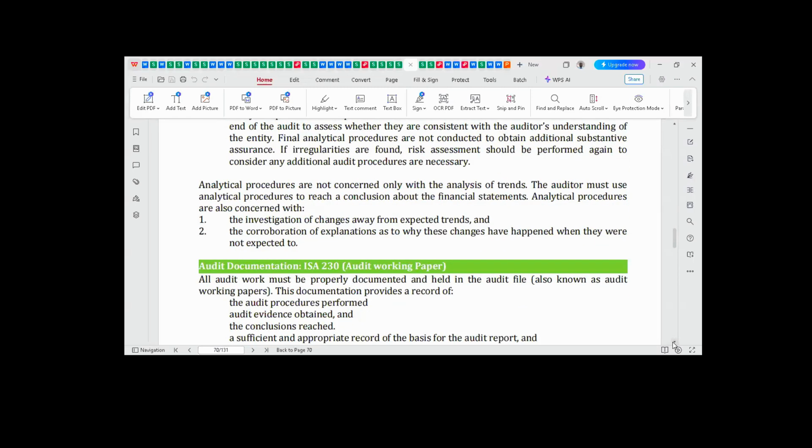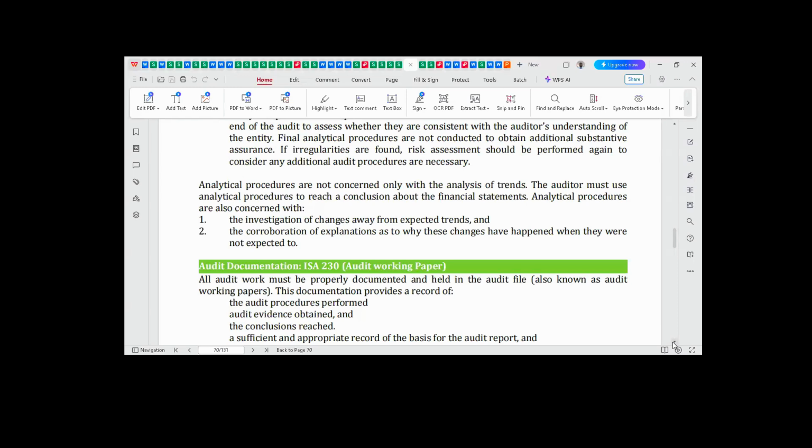This is one of the voluminous aspects of the ICAN syllabus, even to date. Even with the revised syllabus, it's still one of the most voluminous aspects of it. So we are moving to the next area, which is the audit documentation, or we call it audit working papers. Then you call it audit documentation, or you call it audit working papers. Anyone you use, nobody's going to penalize you. Now, the relevant standard for this particular section is ISA 230. ISA 230 explains audit documentation.